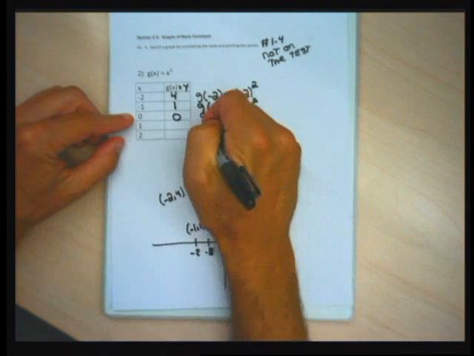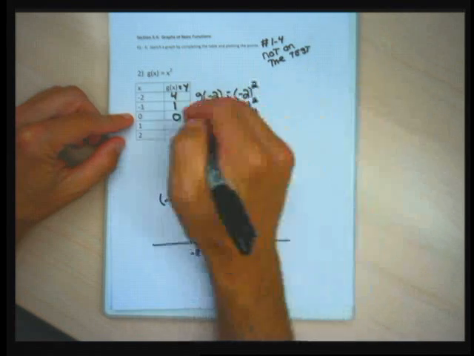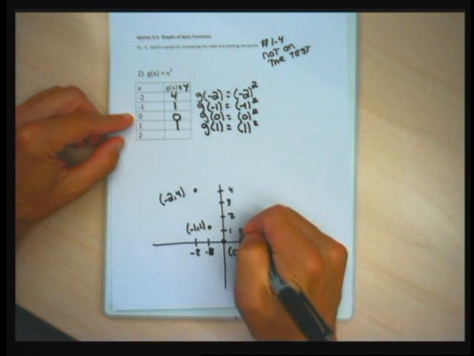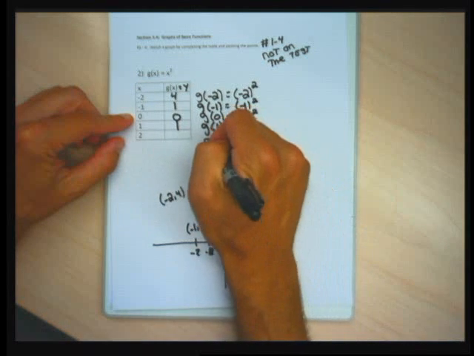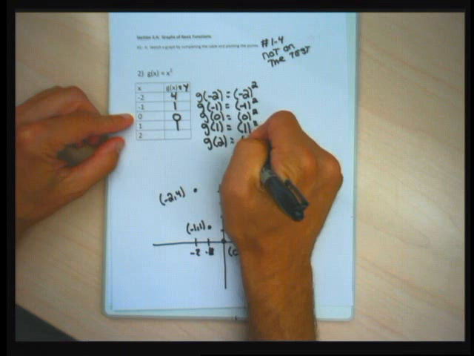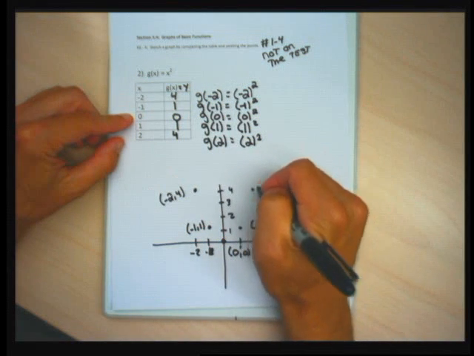The fourth is going to give me g of 1, which is 1 squared. 1 squared is 1 times 1, which is 1. That's going to give me the point 1, 1. And the last one I'll do is g of 2, which is 2 squared, which is 4. That'll give me the point 2, 4.